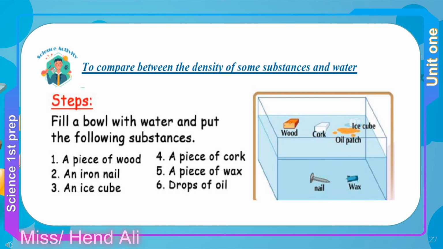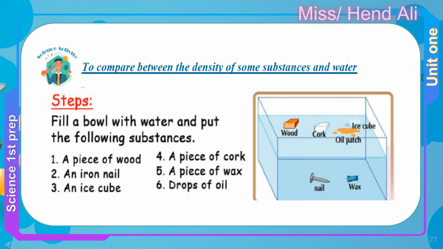Now to compare between the density of some substances, we need water and a bowl. Step 1. Fill the bowl with water and put the following substances. 1. A piece of wood. 2. An iron nail. 3. An ice cube. 4. A piece of cork. 5. A piece of wax. 6. Drops of oil.